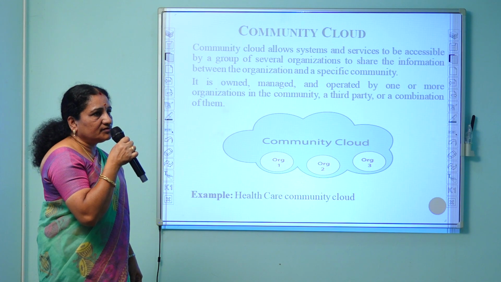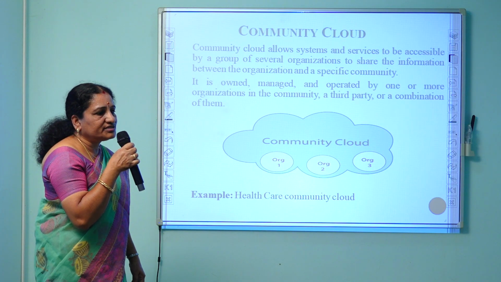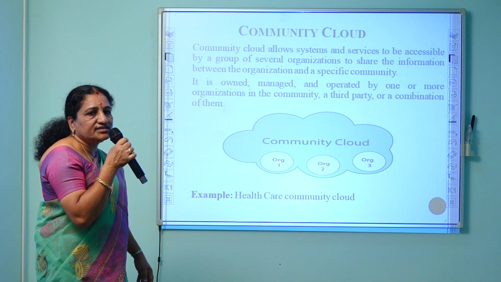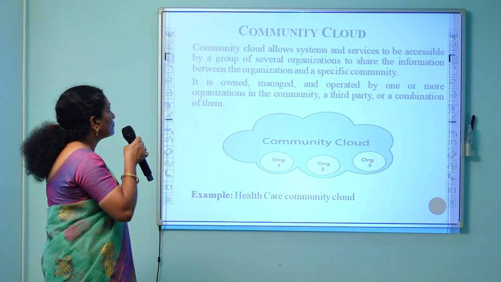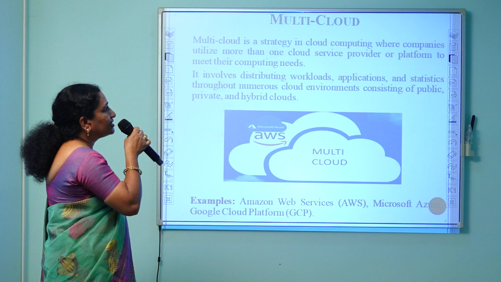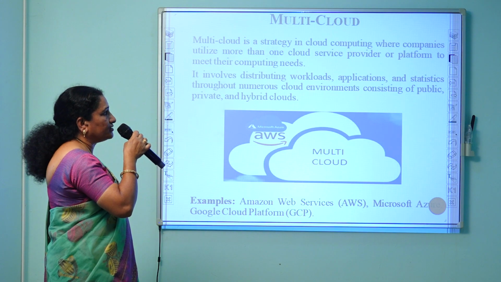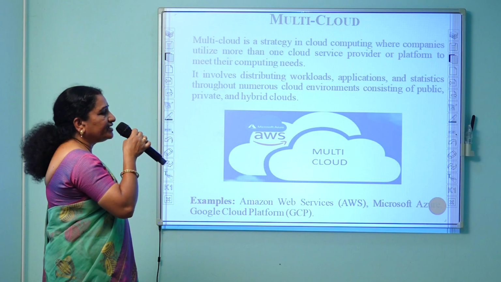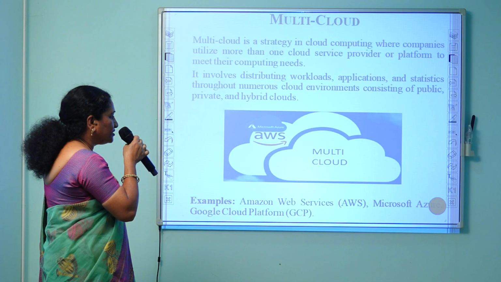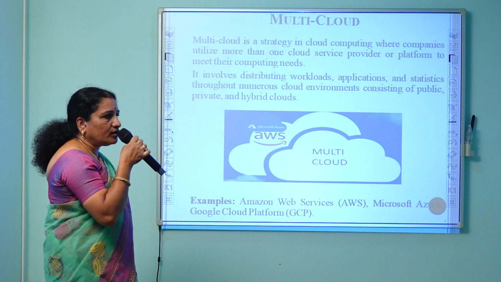Next, the community cloud, which means that a specific community of people are using this cloud. For example, the healthcare community can use this community cloud. Next one, multi-cloud. Multi-cloud is a strategy in cloud computing where companies utilize more than one cloud service provider or platform to meet their computing needs. Examples for multi-cloud are Amazon Web Services, Microsoft Azure, Google Cloud Platform, etc.